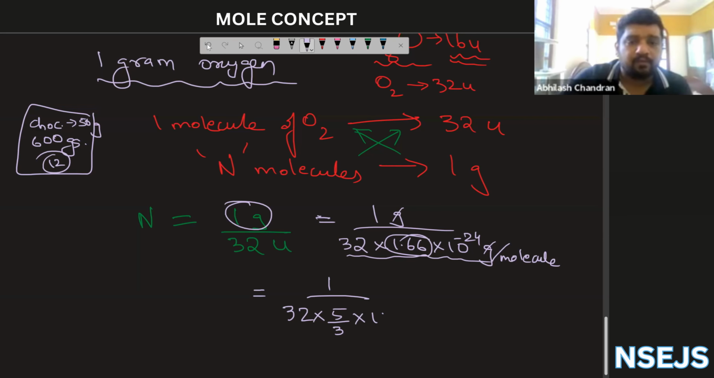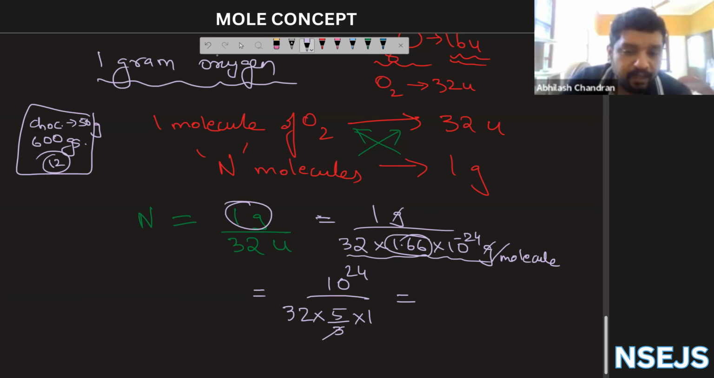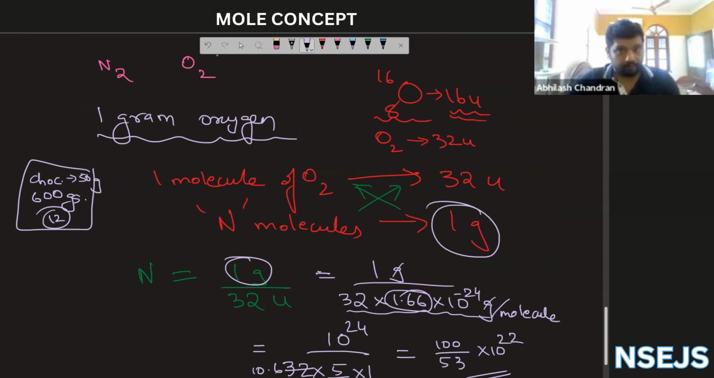Now this 10 to the power minus 24, when it goes to the numerator, you'll have a 10 to the power 24 here. So you can see this is a huge number, right? So let me take this as roughly 10.6, and 10.6 into 5 is how much? 53, right? So roughly around 10 to the power 24 divided by 53, or 100 by 53 into 10 to the power 22. This is a huge number, an insanely large number. So I have just 1 gram of oxygen, no doubt, but number-wise, this is such a huge number.